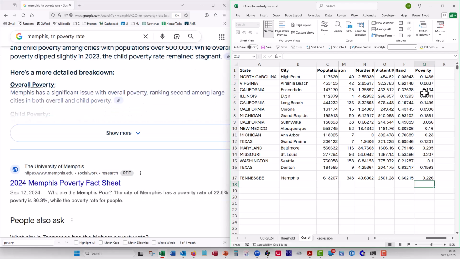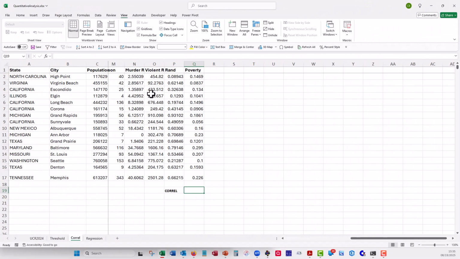All right, I am back. So I've figured out the poverty rate for each of the cities in my random sample. Hopefully you have done the same. At the bottom, we're going to type Correl for correlation, and we're going to figure out what is the relationship between these numeric variables. Now we could do it with a graph.